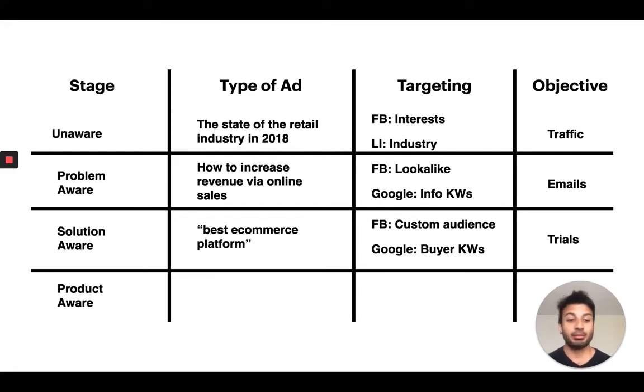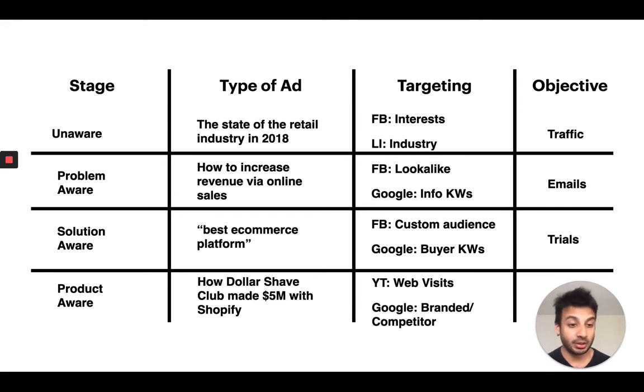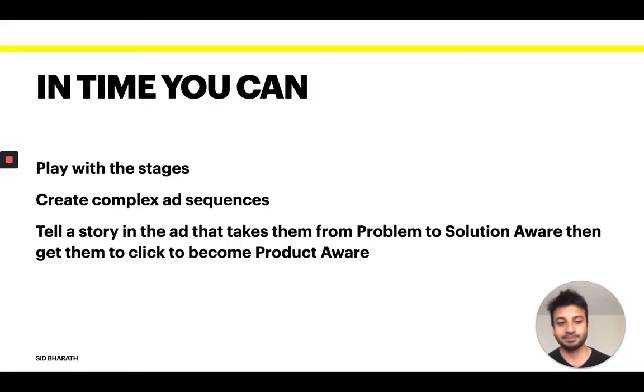And finally, in the product aware stage, these are folks who are aware of your product, aware of competitor products. You could do some sort of case study. Here, Shopify has done a case study on how Dollar Shave Club made $5 million. And that's going out to the website visitor audience, so retargeting audience, branded competitor ads, and getting people to really see the product and how it works and how it could help you generate sales online. And the objective here is just to get them to buy your product.